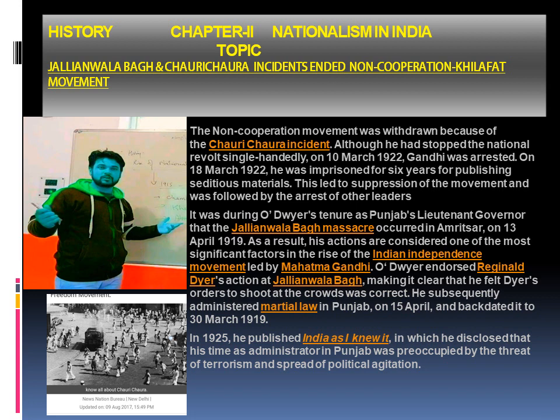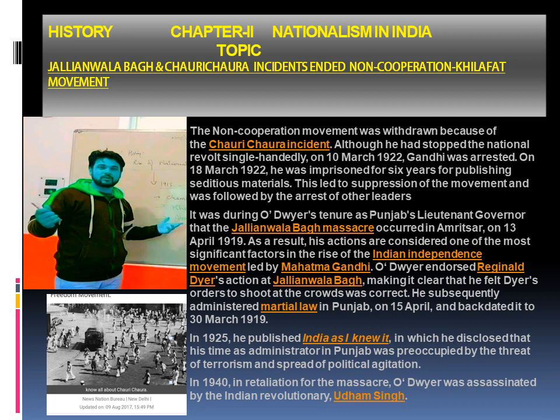So General Dyer reached the spot. He ordered all the exit points to be closed and later ordered open firing for up to 10 minutes. This incident was one of the deadliest incidents in the freedom struggle of Indian nationalism. He subsequently administered martial law in Punjab on 15 April, backdated to 30 March 1919.